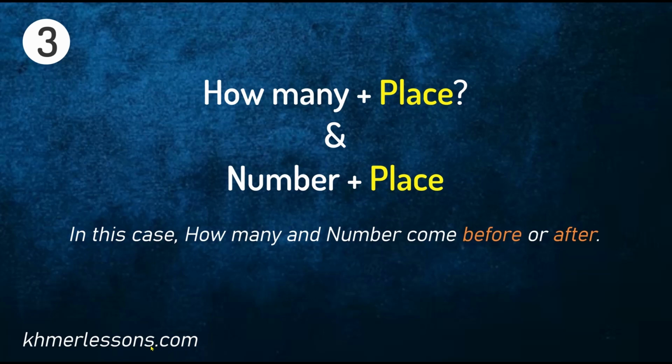Point number 3. When you use how many plus place, or number plus place. Place means it refers to a building, a house, a room, a company, and we consider it as a place. In this case, how many and number can come before or after. So both work. You can use either.